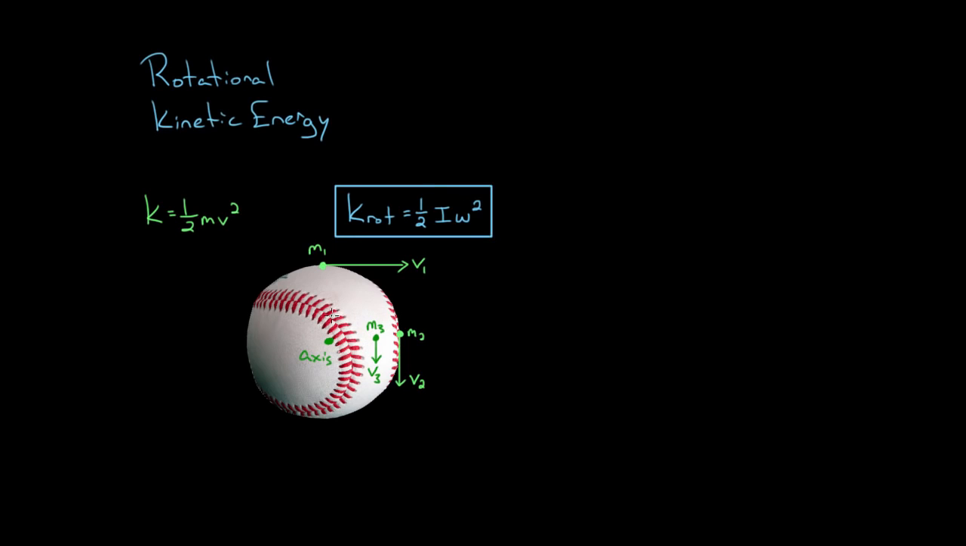So you can see, this is kind of complicated. All points on this baseball are going to be moving with different speeds. Points over here that are really close to the axis are barely moving at all. I'll call this m4, and it would be moving at speed v4.